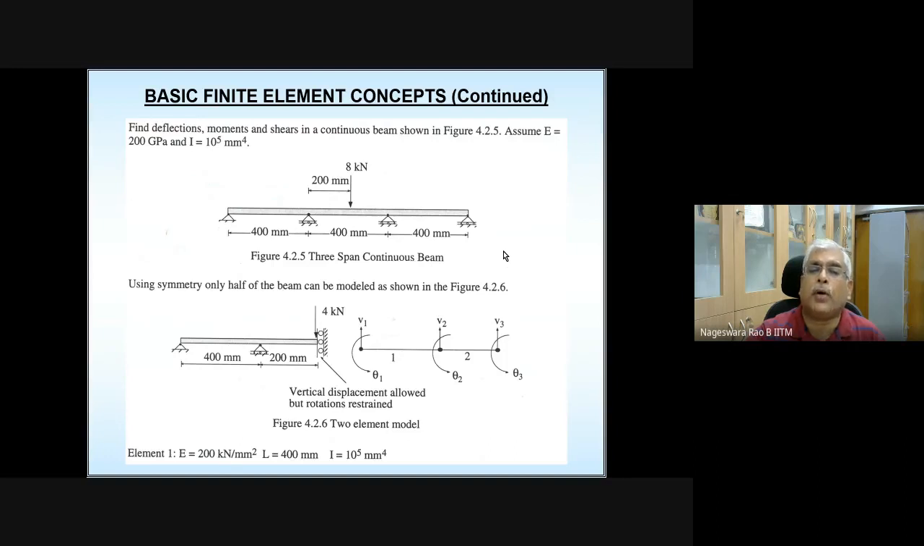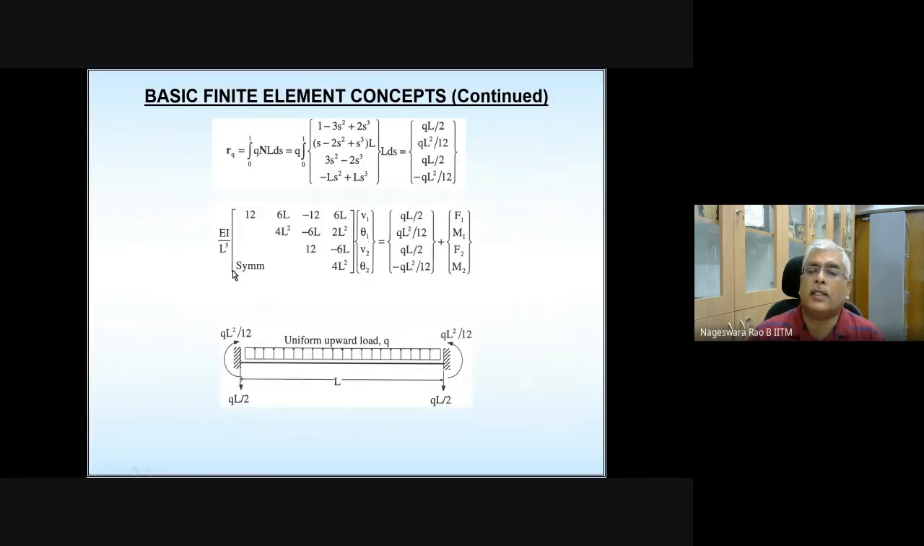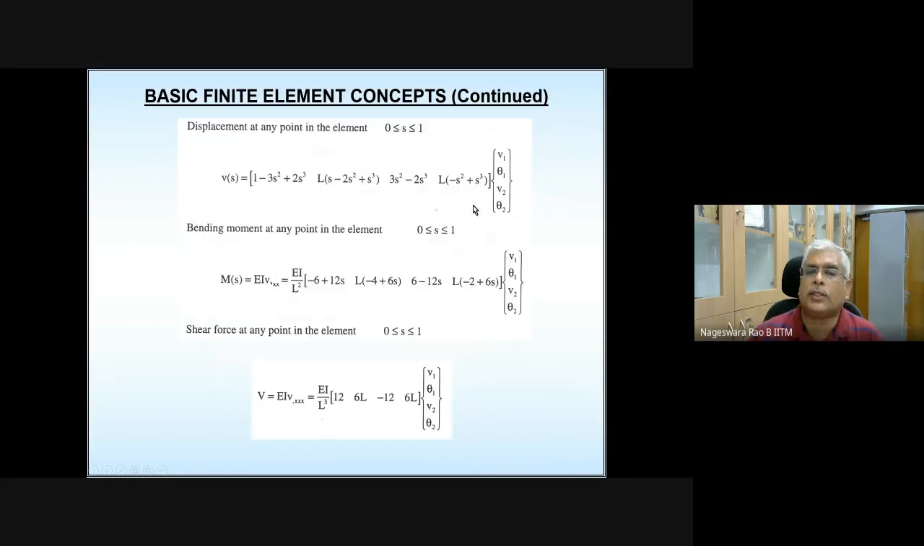Before this example, one more thing. This is element equations. Once you get element equations, you solve them and get the nodal values. Once you get the nodal values, displacement at any point in the element can be interpolated using N transpose D. This is D. Okay. And bending moment at any point is given by this one.